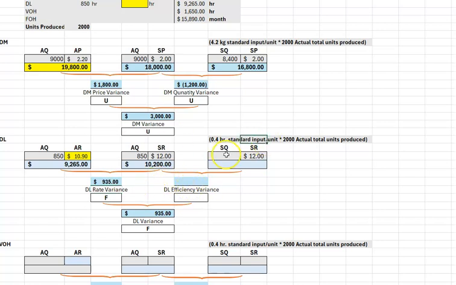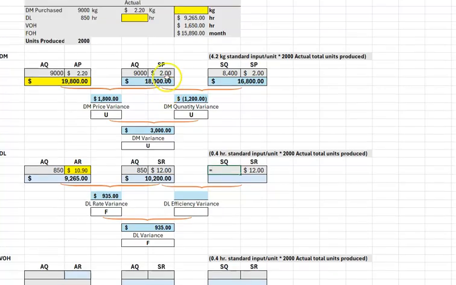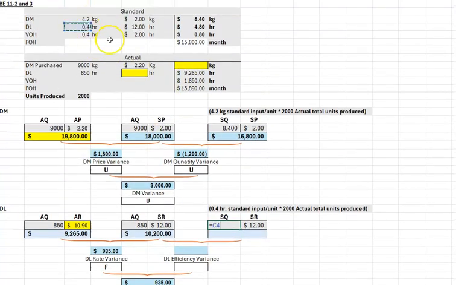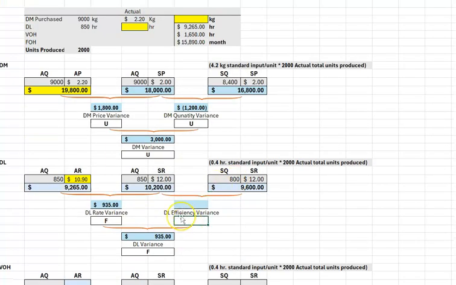But as it goes most often when we pay someone less money, they likely work less efficiently. So let's see here. We anticipated that we were going to spend 0.4 of an hour, and we produced 2,000 units. So we thought it was only going to take us 800 hours. It actually took us 850 hours. So I have an unfavorable variance here.